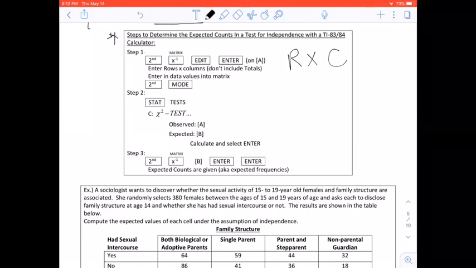Step 2 is we're going to go to our chi-square test, which is stat, go over to test, go down to chi-square test. Matrix A is where we put our observed data. After we run the test, we will get our matrix B. So right now you should have no values in there for B. You're going to calculate and select enter.